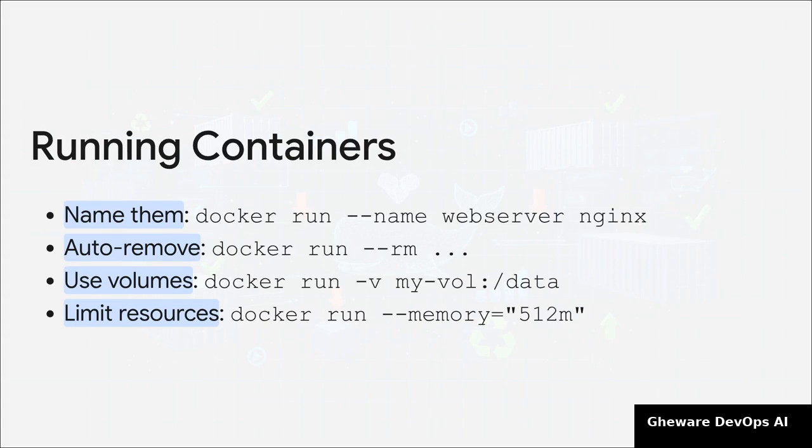Give your containers a memorable name with --name so you're not trying to remember those random hashes. For quick one-off tasks, use the --rm flag, and Docker will automatically clean up the container as soon as it's done. If you've got data that needs to live on past the container, like a database, use volumes. And to be a good neighbor on your host machine, limit resources with --memory and --cpus.